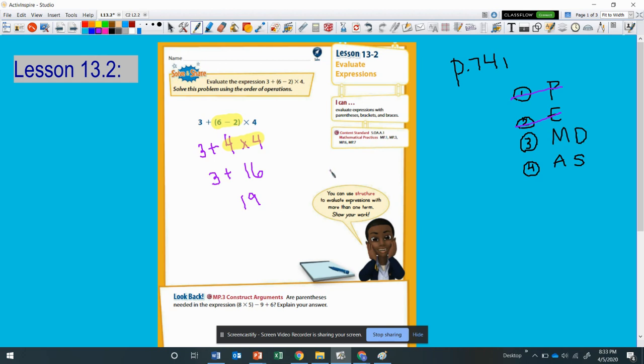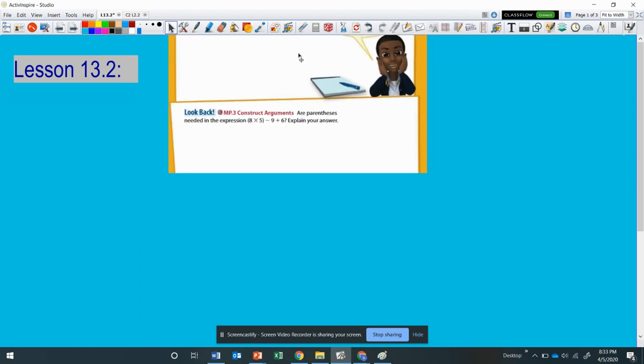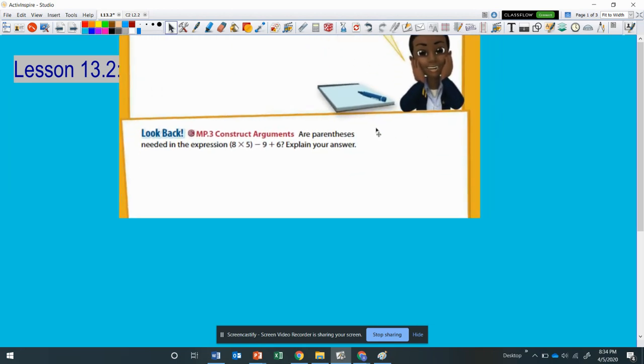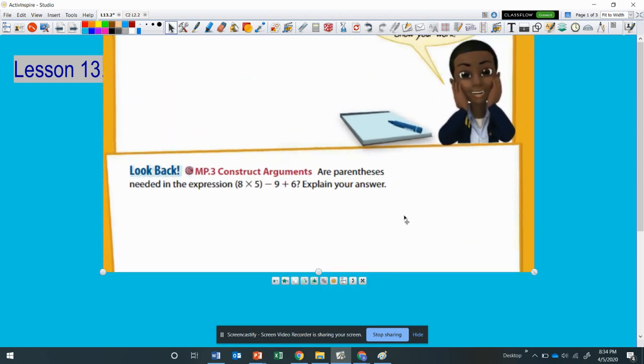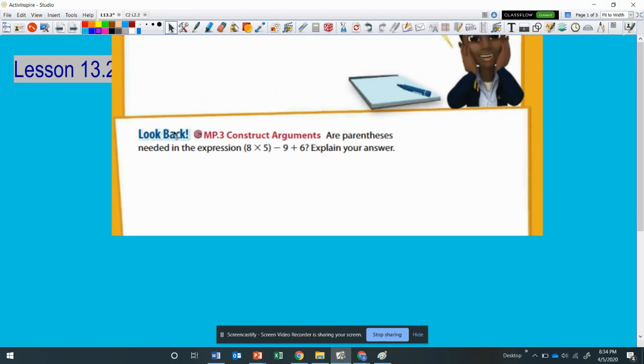Okay. Now, I'm going to ask you a question. Are parentheses needed for this one that's on the bottom? I'm going to clear annotations here, and I'm going to scoot my page up. Are parentheses actually needed for this problem right here? I'm going to make this bigger. There we go. Okay. Are parentheses needed? Let's solve the problem with parentheses and let's solve it without parentheses, okay? So I'm going to write this down.